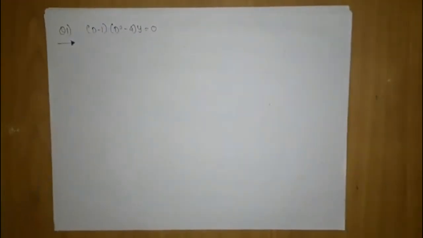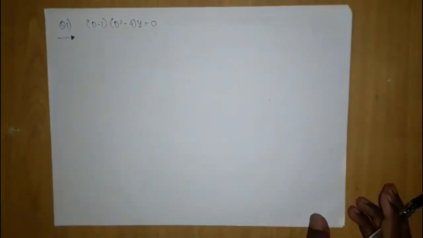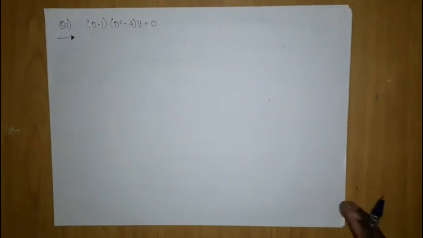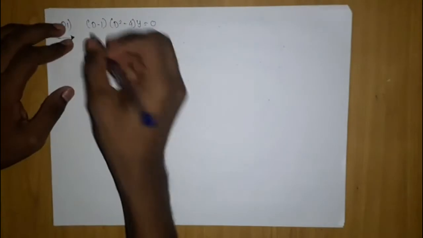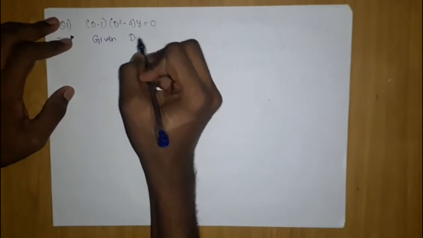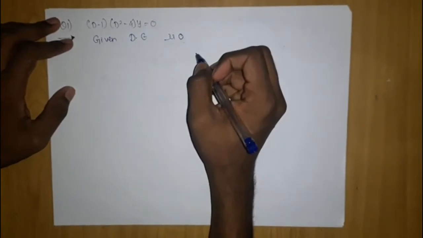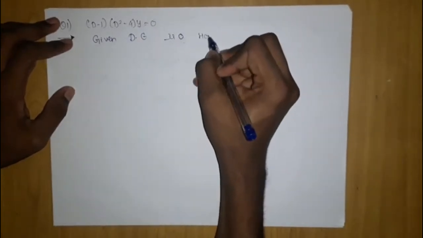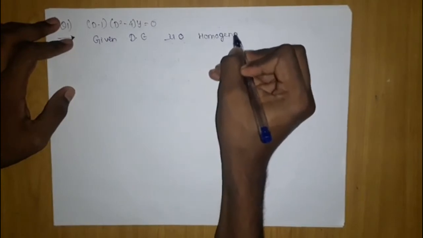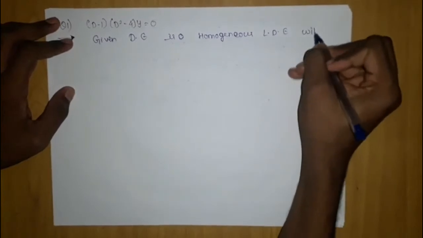The problem says (D minus 1)(D square minus 4) y equals 0. How are we going to solve this? For the first two questions, I will write the statements properly, and after that I will write only whatever is important. Given that q of x is 0, the given differential equation is a homogeneous linear differential equation with constant coefficients.